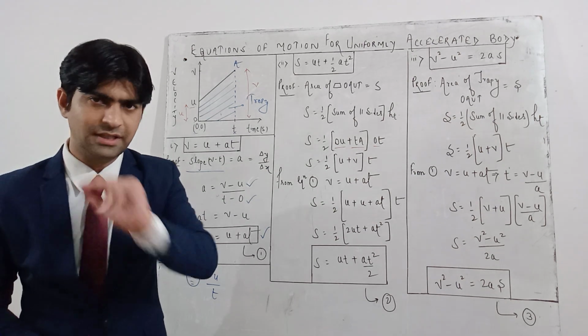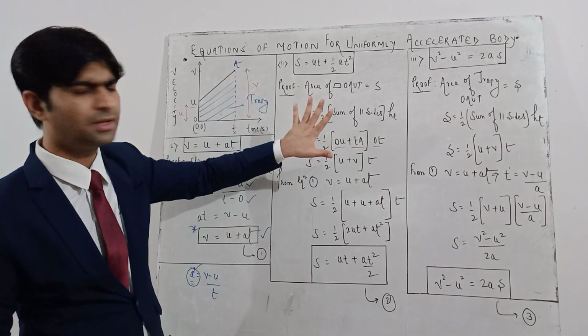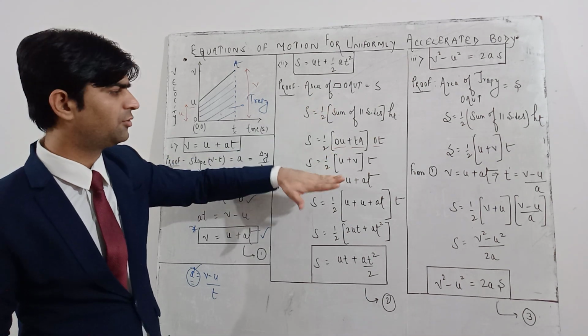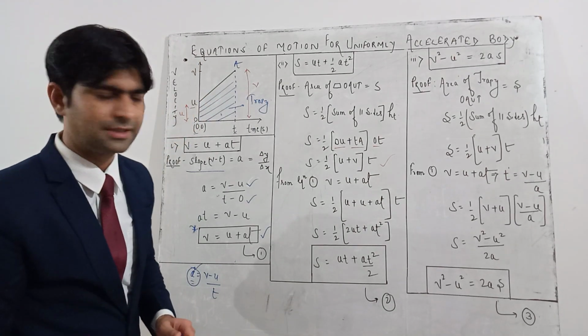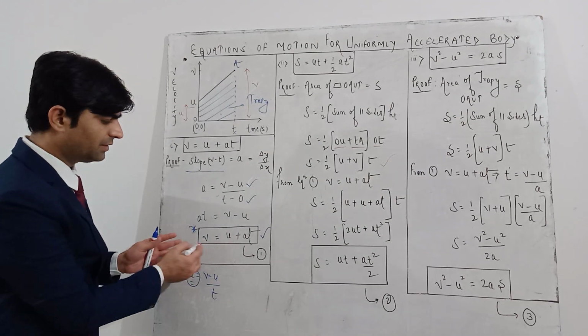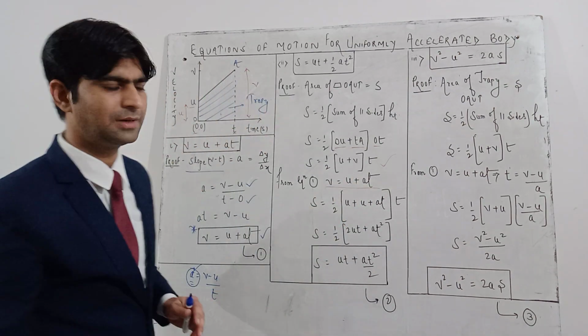Now the modification is, up to this point I think there is no doubt. This is the simple formula that we have applied, the area of trapezium, and you got this. Now what we have to do in this step: from the first equation we got V is equal to U plus AT.